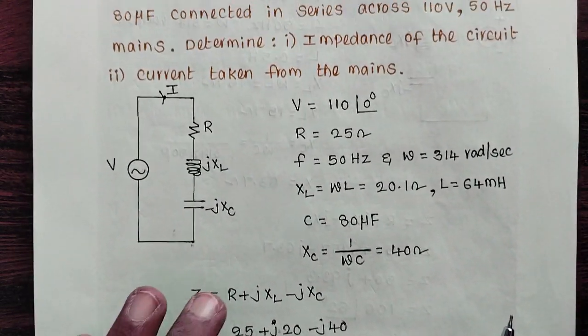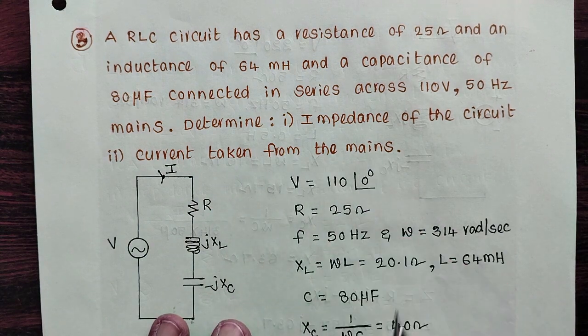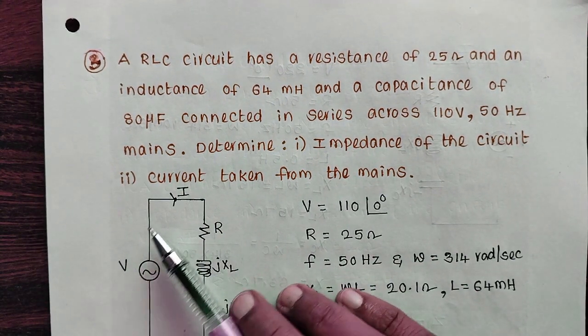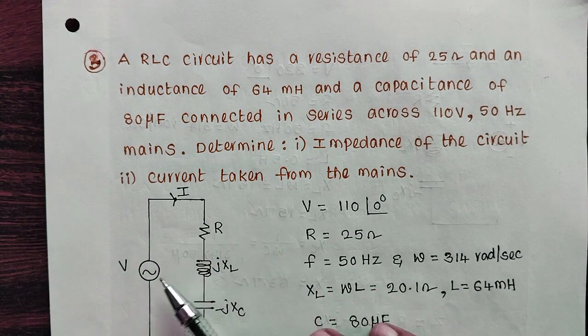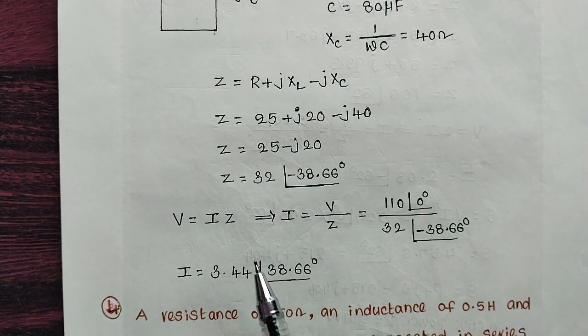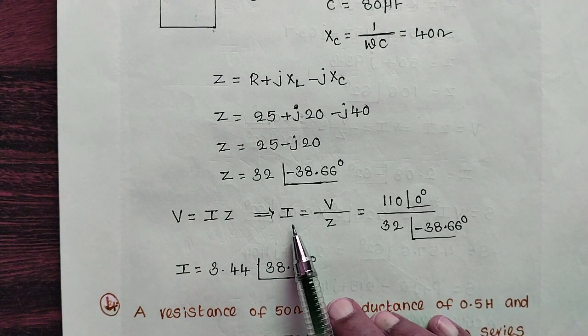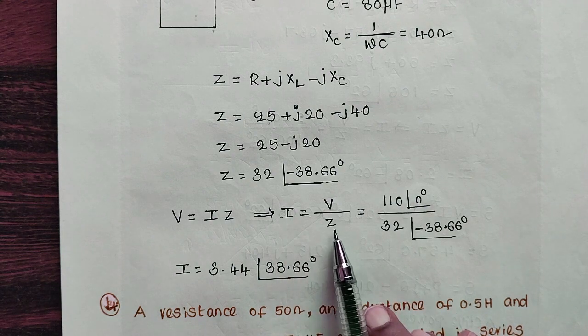The second question is asking for the current taken from the mains. The relation between voltage, current and impedance is V is equal to Z into I. I am using that relation, V equal to I into Z, or otherwise Z into I. So I is equal to V by Z.